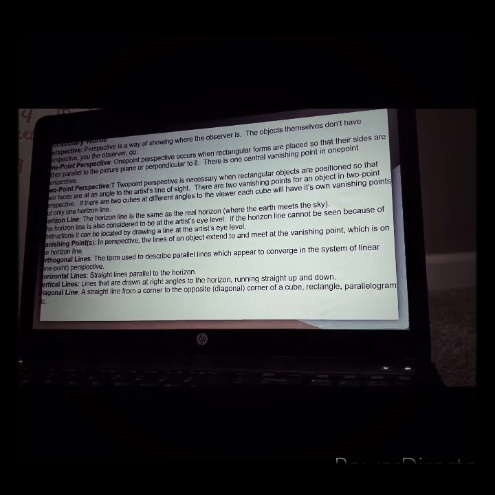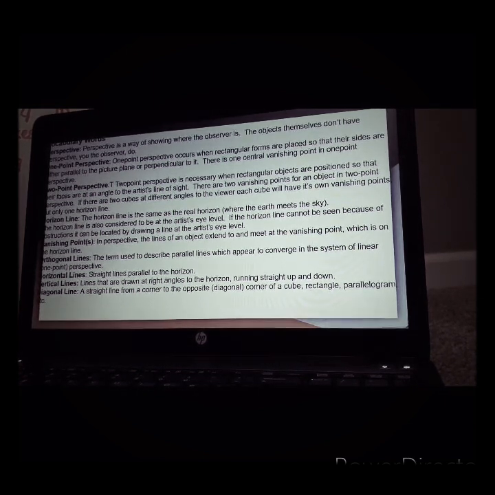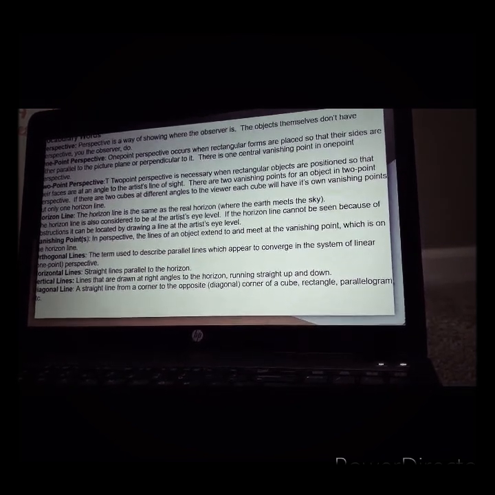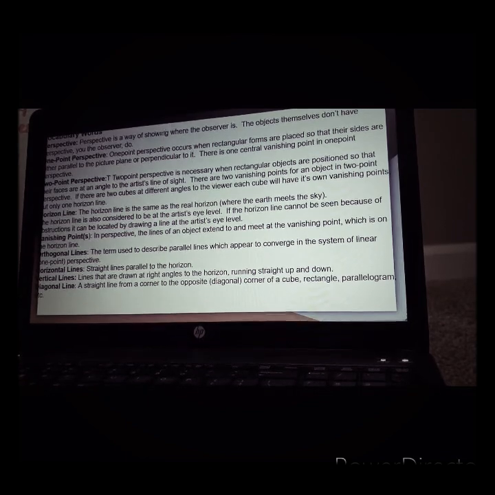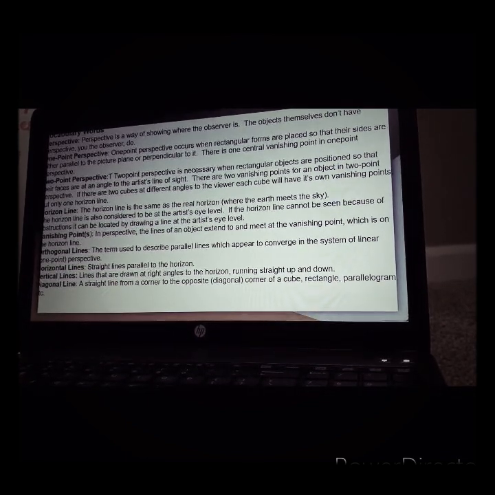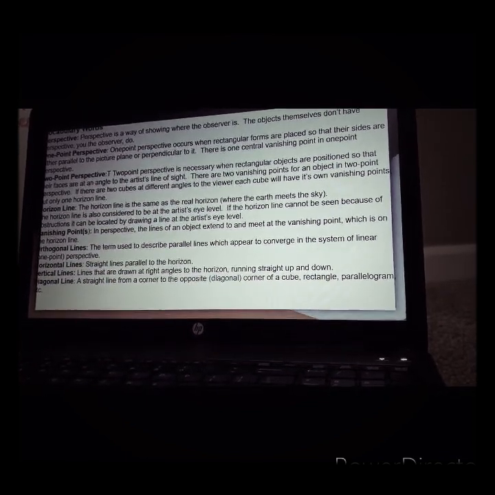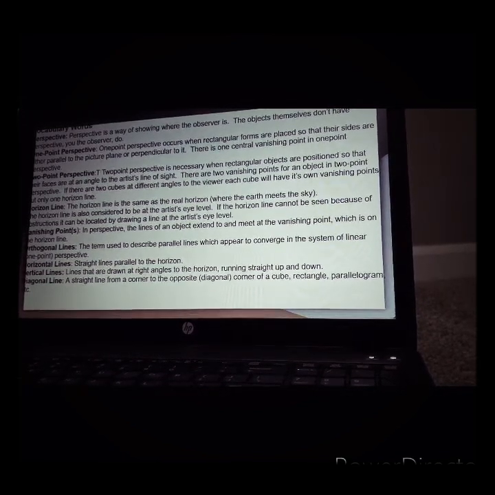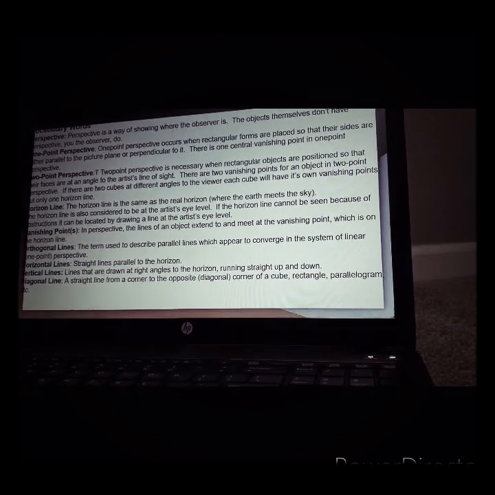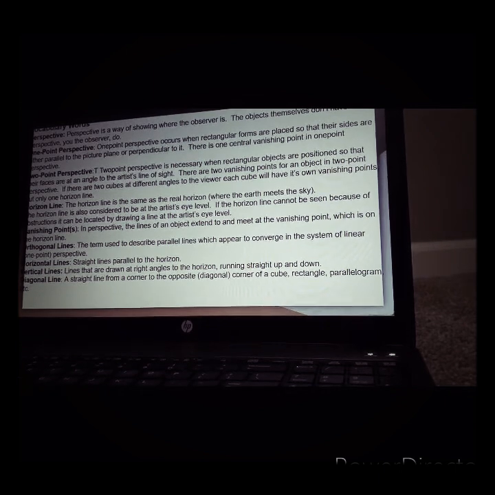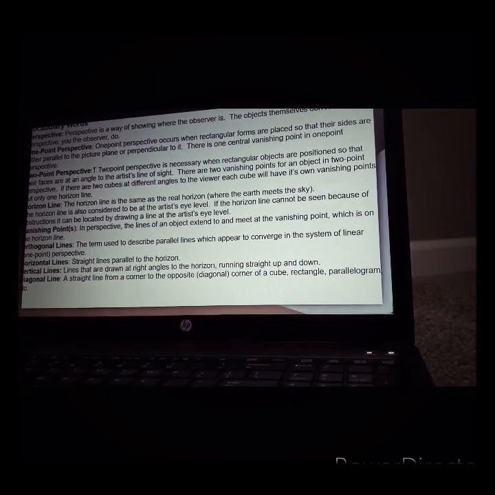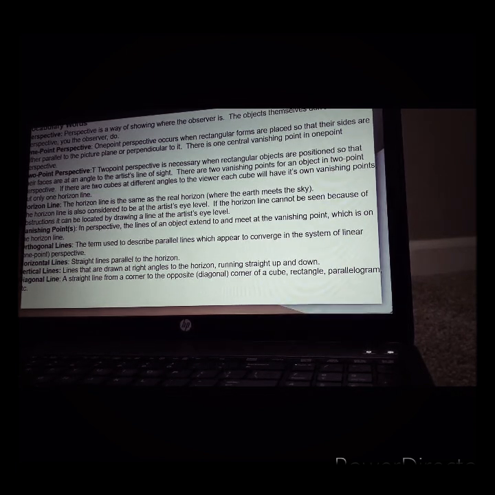Obstructions can be located by drawing a line at the artist's level. Vanishing points: in perspective, the lines of an object extend to meet the vanishing point, which is on the horizon line. Orthogonal lines is the term used to describe the parallel lines which appear to converge in the system of linear perspective. Horizontal lines are parallel to the horizon. Vertical lines are lines that are drawn at right angles to the horizon, running straight up and down. A diagonal line is a straight line from a corner to the opposite corner of a cube, rectangle, parallelogram, etc.